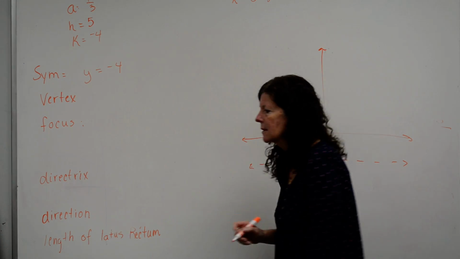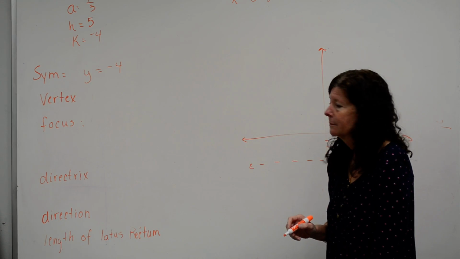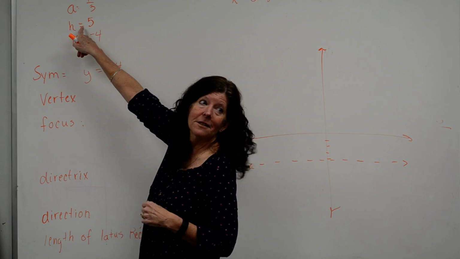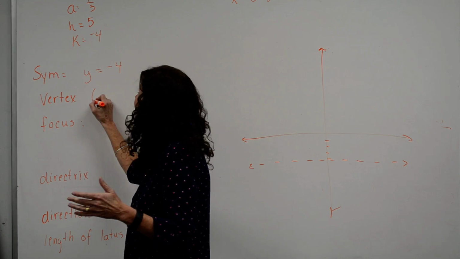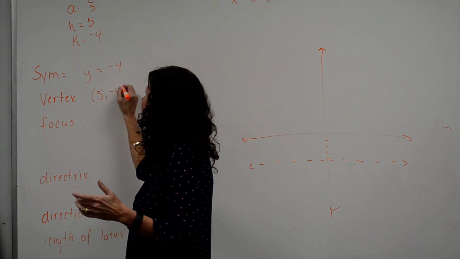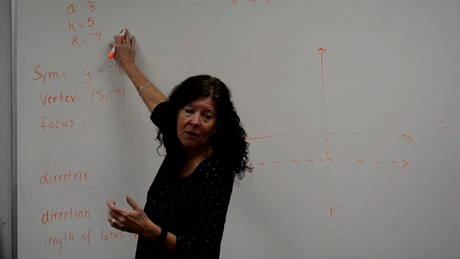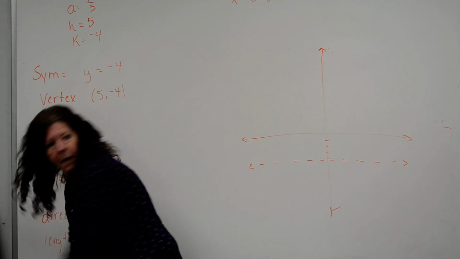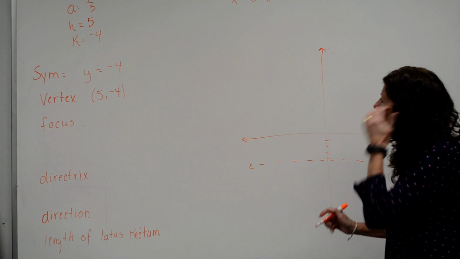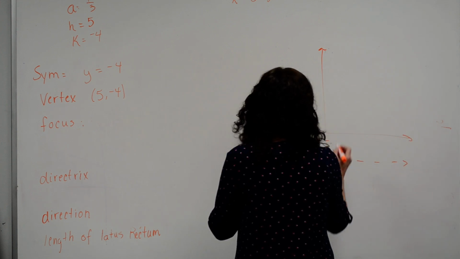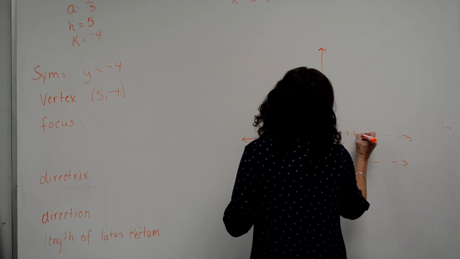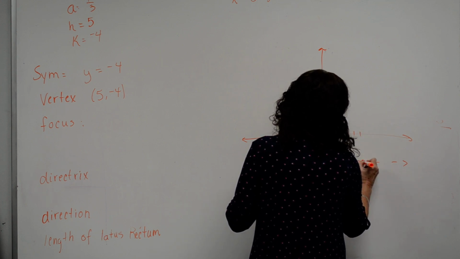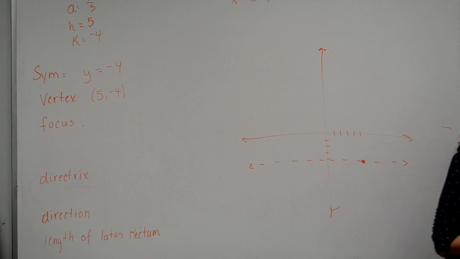What is my vertex? -4, 5. No. That's still my x. So it's 5, -4. 5, -4. That's the one thing that doesn't change. If I've got it written up there, then it's easy for me to do that. Because see, that's the same in both spots. Okay? So my 5, -4 is going to be right there on my axis of symmetry.